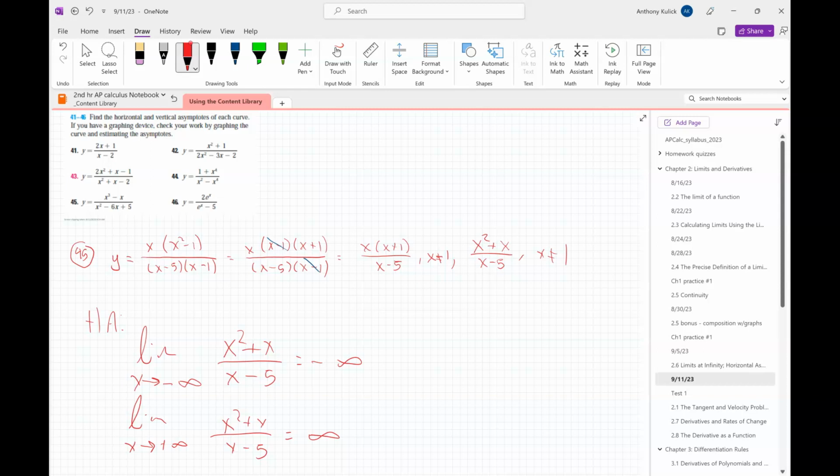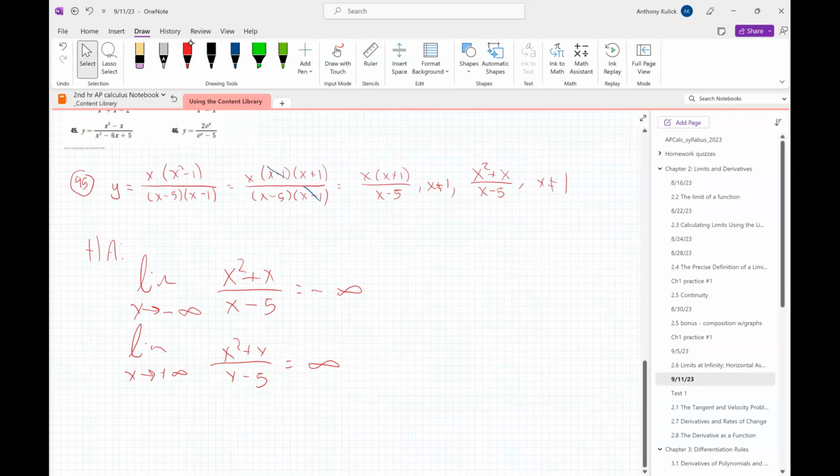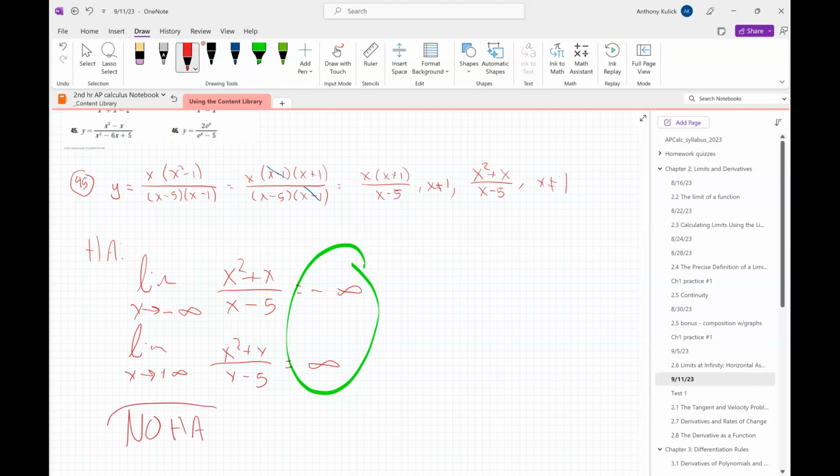Everybody's okay with that so far, though? So these are my HAs, there are none, right? Because it's not settling down to a finite value. Now, where am I checking for my vertical? Approaches 5, right? Now, can I plug 5 in? No, right? So I'm going to have to separate this into a left-hand and right-hand limit and think about it that way.